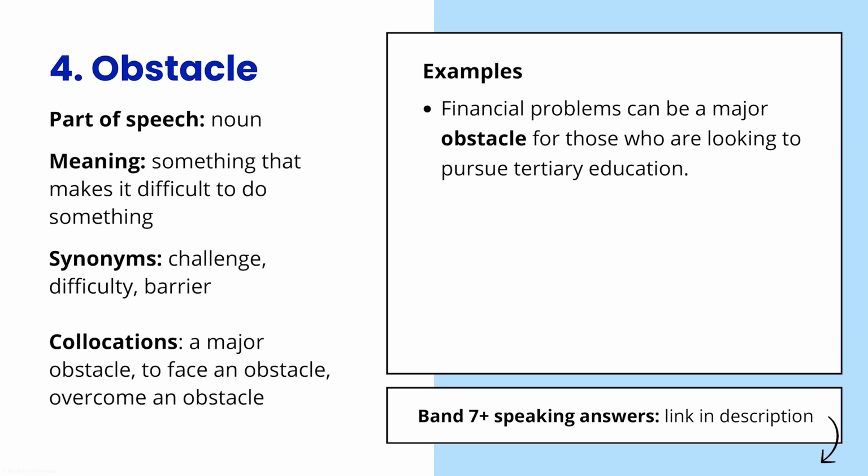Now, tertiary education simply means university education. So in this sentence, we're saying that not having enough money can make it difficult for people who want to go to university and study at university.